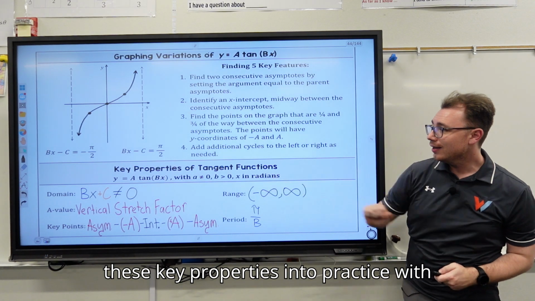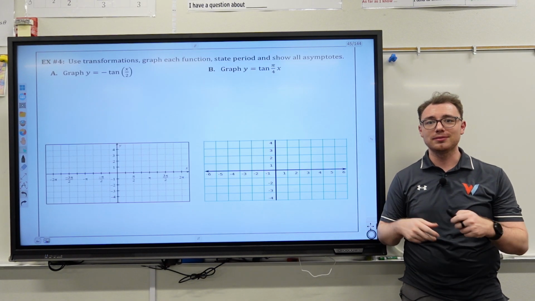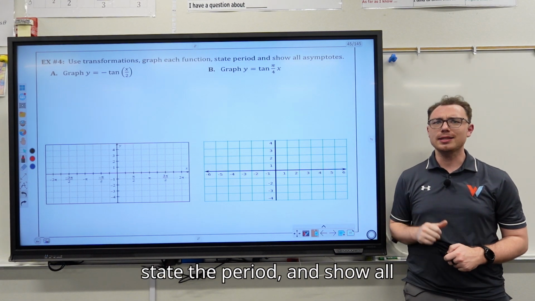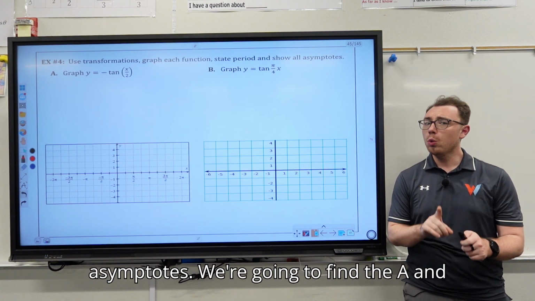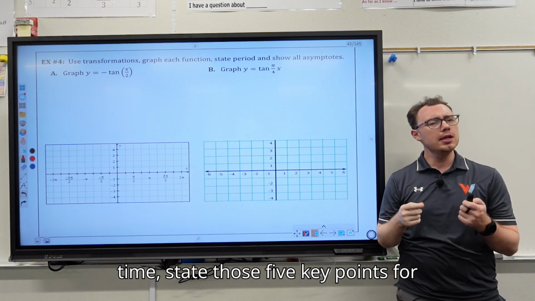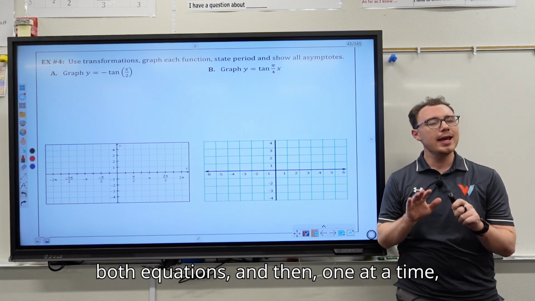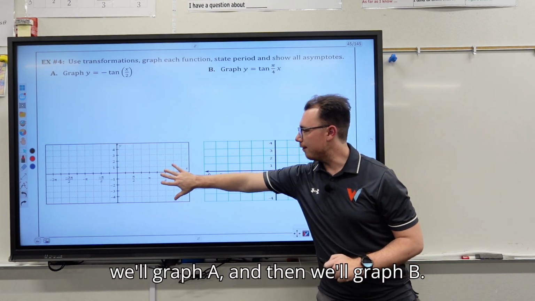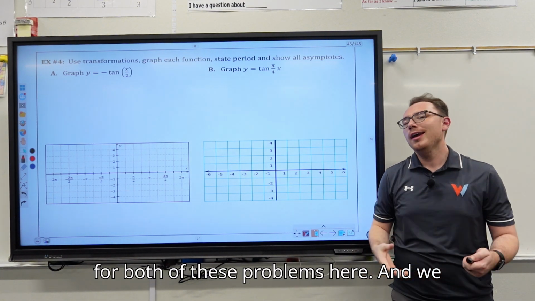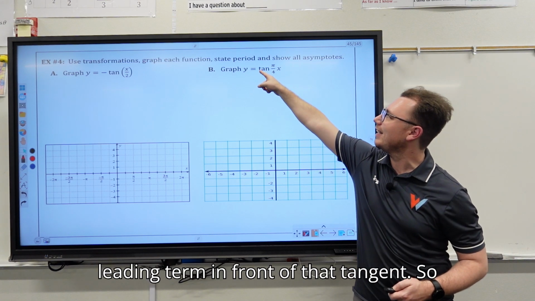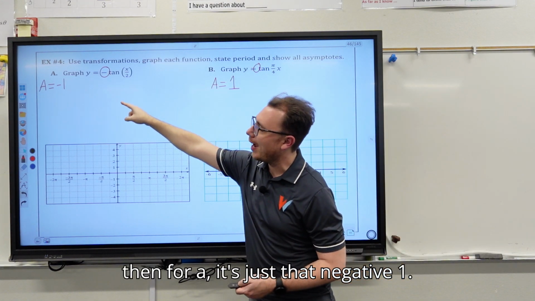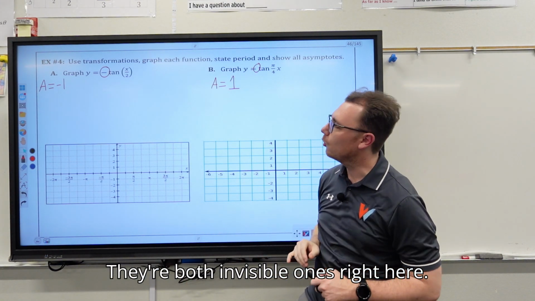Let's put these key properties into practice with our final example. In example 4, we want to use transformations, graph each function, state the period, and show all asymptotes. We're going to find the a and b value for part A and part B at the same time, state those 5 key points for both equations, and then one at a time we'll graph A and then we'll graph B. First, let's just find those amplitudes for both of these problems here, and we know they're just going to be that front leading term in front of that tangent. So in B, it's going to be a positive one, and then for A, it's just that negative one. They're both invisible ones right here.